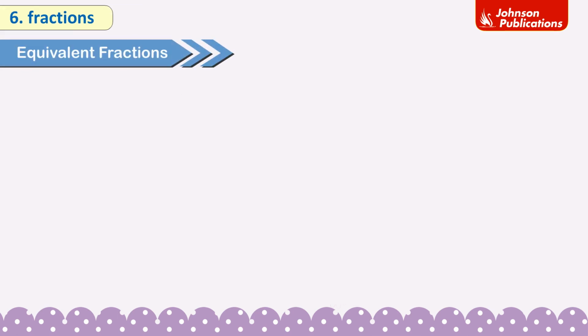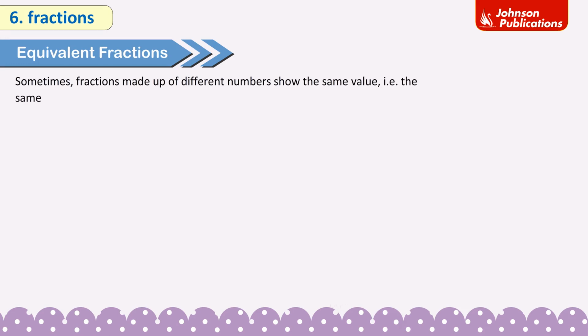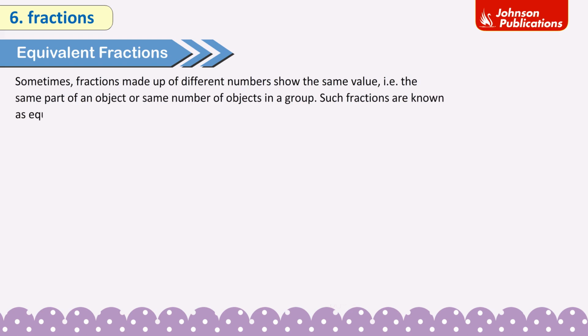Equivalent fractions. Sometimes fractions made up of different numbers show the same value, that is, the same part of an object or the same number of objects in a group. Such fractions are known as equivalent fractions. Examples: 1. 2 upon 3 and 4 upon 6. 2. 1 upon 4 and 2 upon 8.